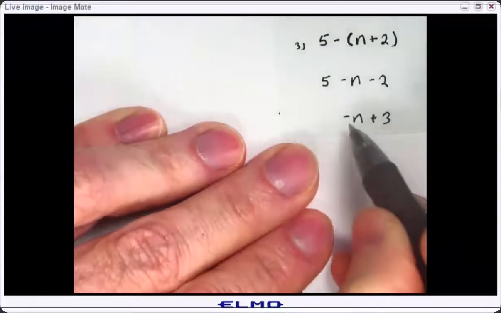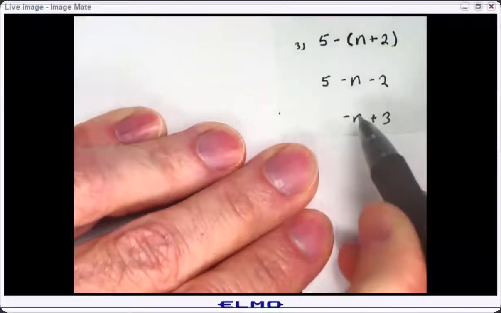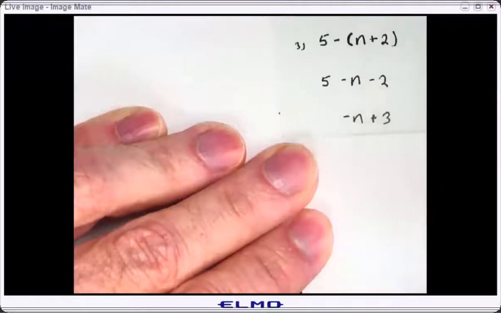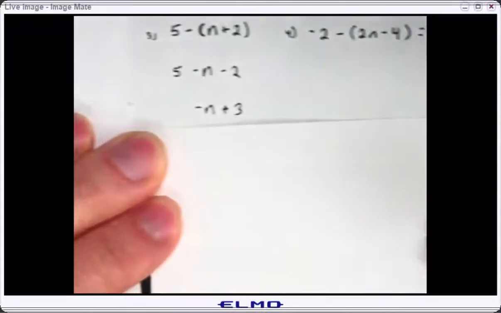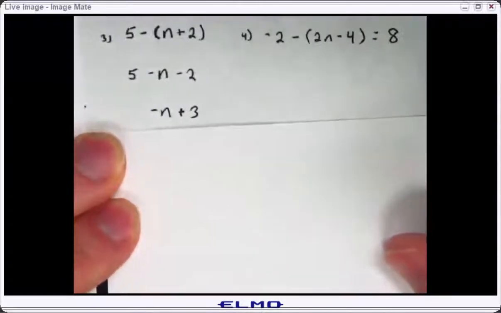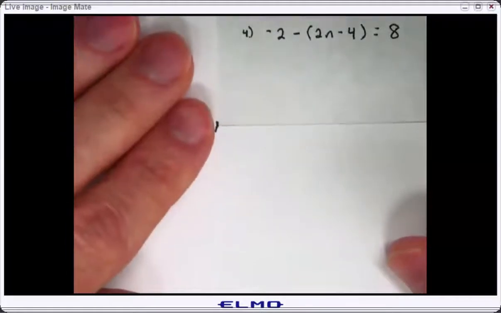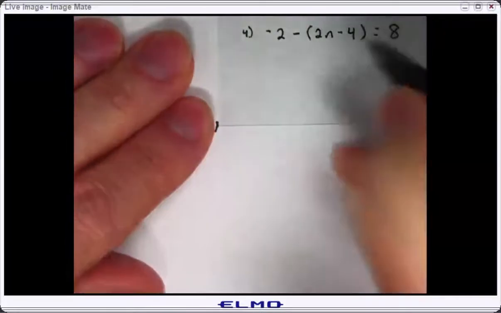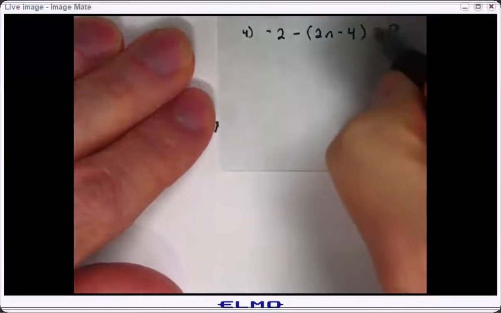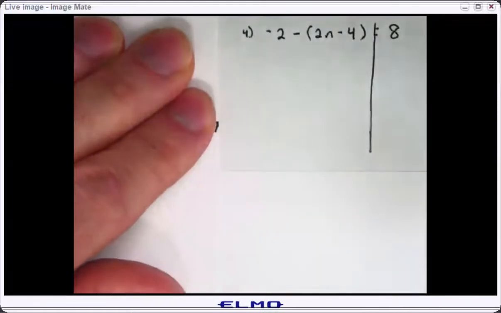And we always write our answer in descending order of exponent, and we end with our constant. So here's the correct way to do it, negative n plus 3. One more, and here's actually an equation. If you'd like to pause the video and try it on your own before you watch my explanation, you can. But having the equation, some people like to draw the line, some people don't, does not matter.